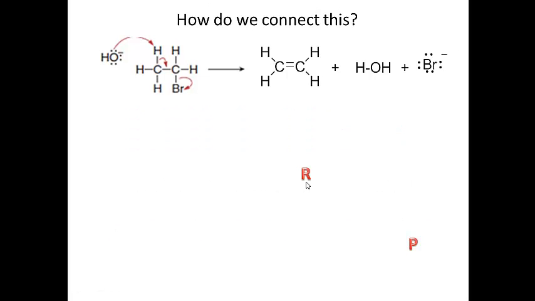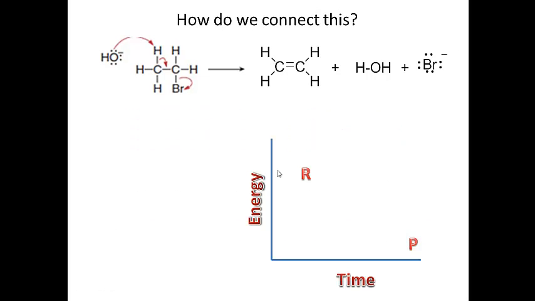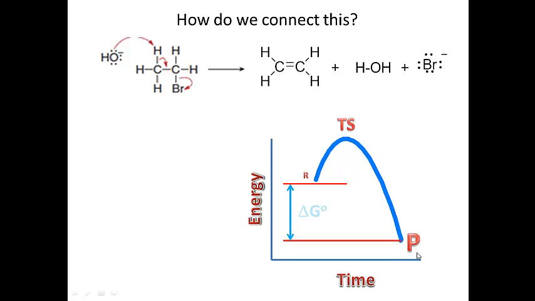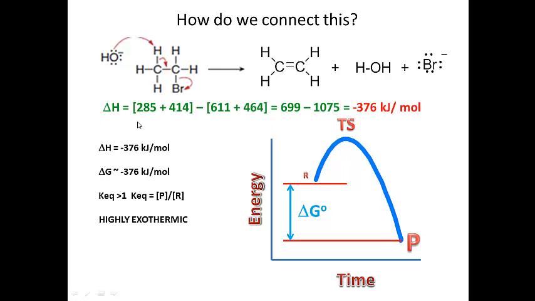So let's connect this with the energy diagram. Here again, the reactants are going to disappear, the products are going to form, and going from reactants to product, we always go through a transition state. And let's look again at how we calculated delta H. The sum of the bonds broken, which was here, the sum of the bonds formed, which is here, and then the overall delta H is negative 376. What does that tell us about this reaction?